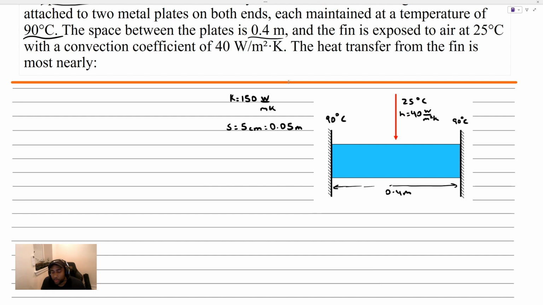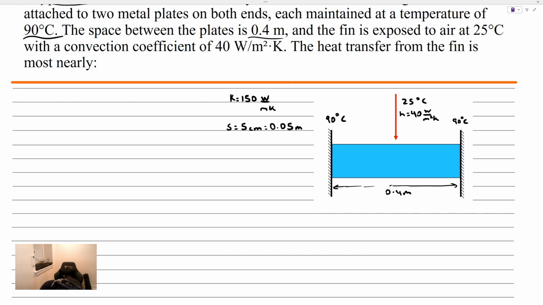What's very important when we're looking at fin problems is evaluating exactly what the boundary conditions are. We need to know, is it going to be an adiabatic fin tip? Is it going to be convection at the fin tip? What exactly is it going to be so that we know what the appropriate equation to use is?